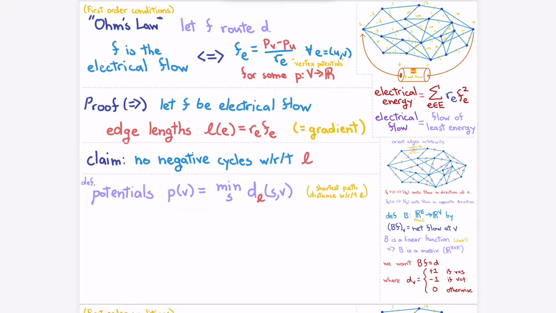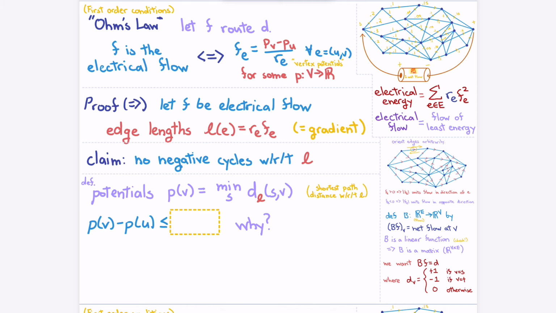Okay. All right, so let's look at these potentials. I want to show that this is going to induce the flow, the electrical flow. So the potentials are some shortest path stuff relative to the gradient. This is crazy, right? All right. Okay, so let's see.